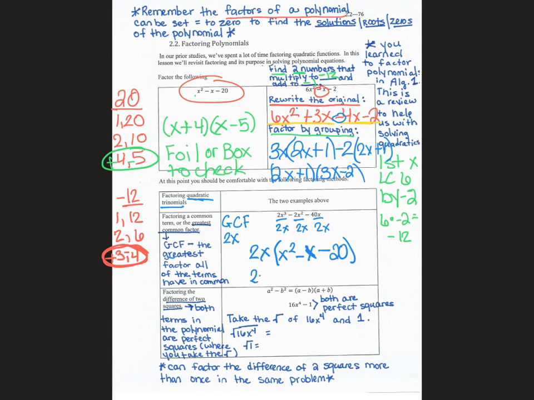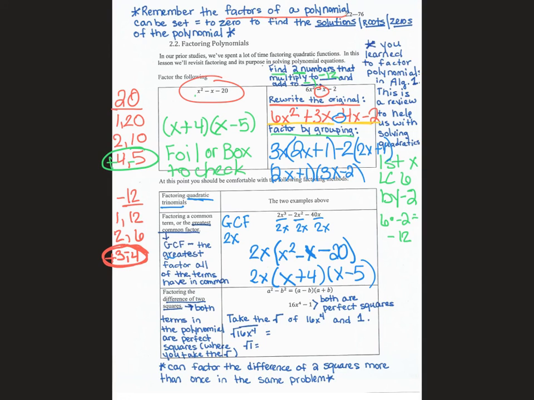So we're just going to write down 2x, and we're going to borrow our answer from the top. So 2x times x plus 4 times x minus 5. And so now we have a quadratic trinomial broken down into its component parts. Now those are basic methods of factoring. We can factor some special situations too.